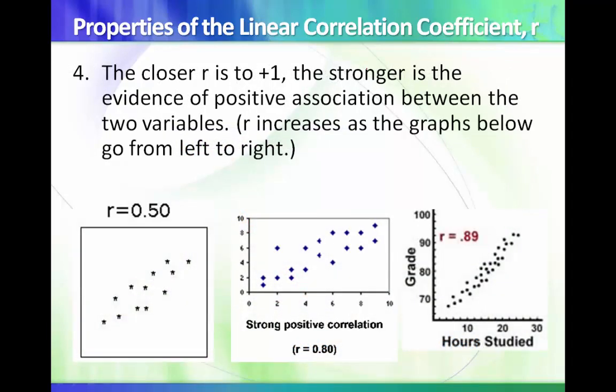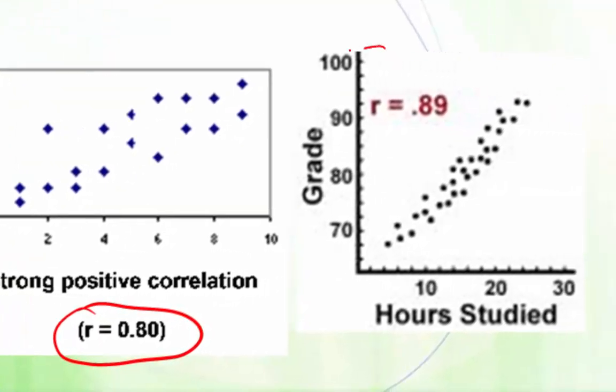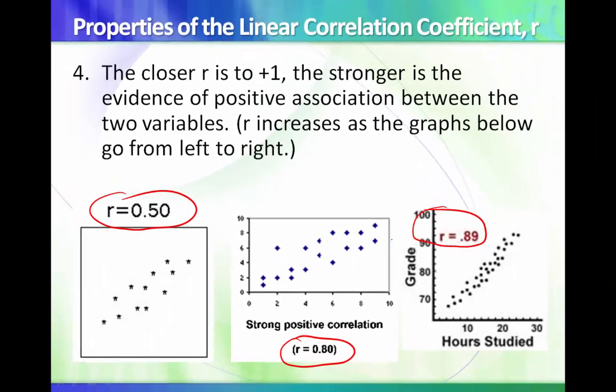The closer R is to +1, the stronger is the evidence of positive association between the two variables. R increases as the graphs below go from left to right. So we have an R value of 0.5, a moderate relationship between those variables. A stronger relationship of R equals 0.8 is in the middle graph, and an R value of 0.89 in the last graph. So you can see the more tightly the data follow a line that goes right through them, the higher the R value is going to be.